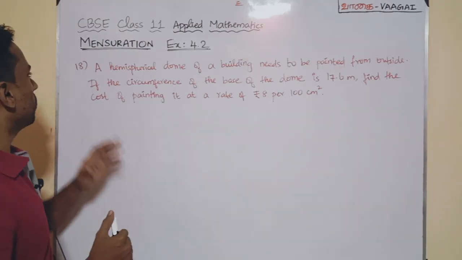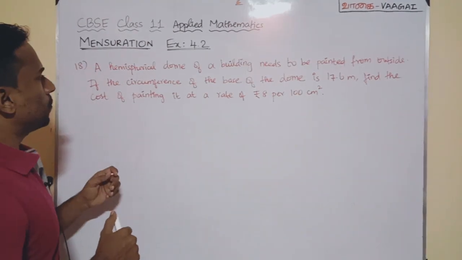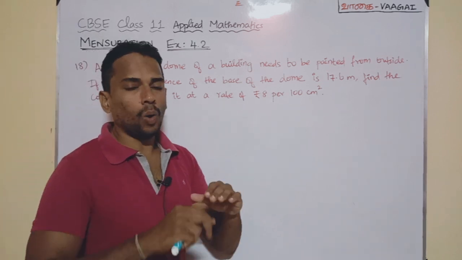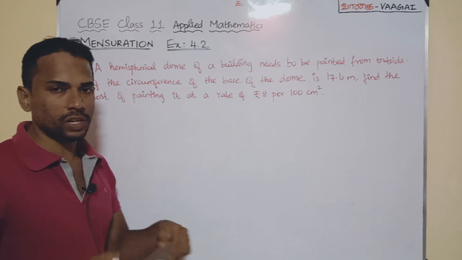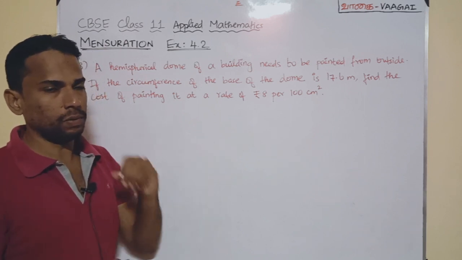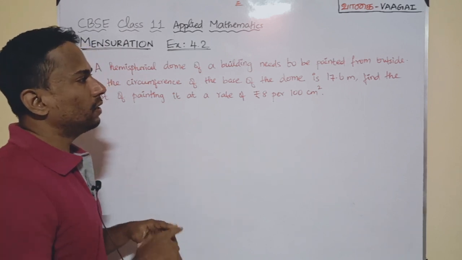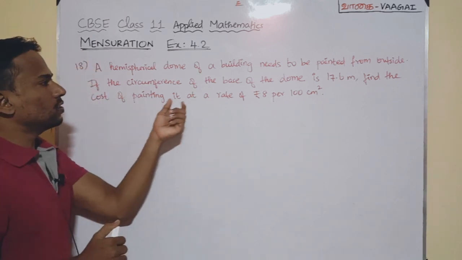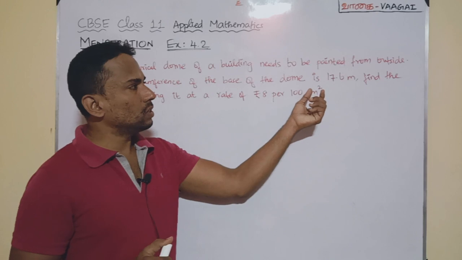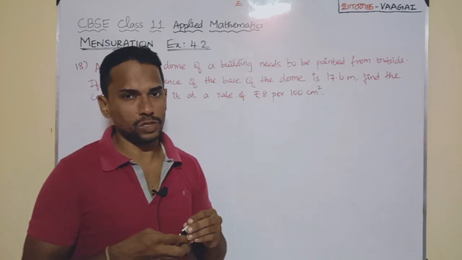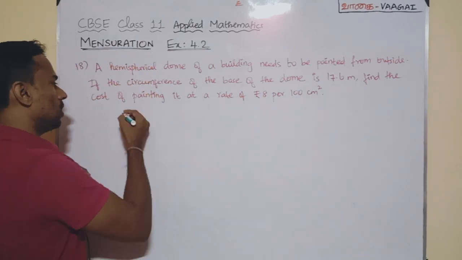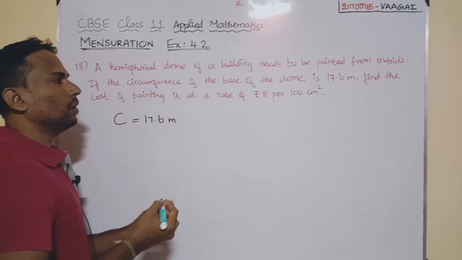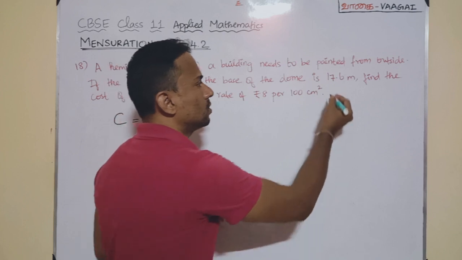Next we have question number 18. A hemispherical dome of a building needs to be painted from outside. So there is a hemisphere shaped dome at the top of a building, and they have to paint the outside surface. The circumference of the base of the dome is given to be 17.6 meters. So let's take a note of it. Remember, they gave the units in meters.